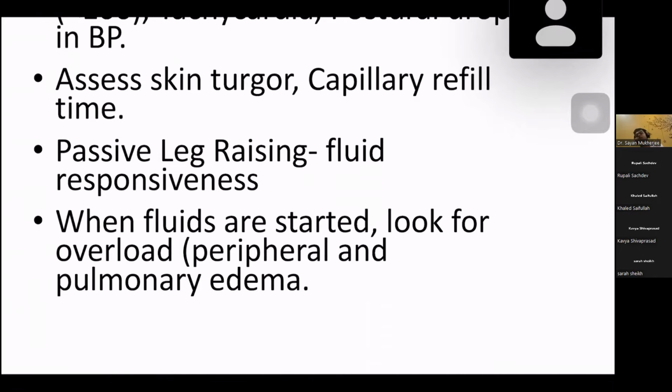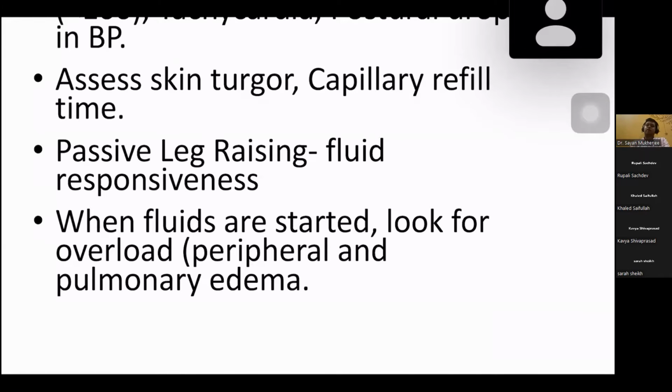So generally what we do is we give a small fluid bolus and see if the hemodynamic parameters of the patient are improving. Let's say his blood pressure was 94 systolic, and we give some fluid, and his blood pressure after 15 to 20 minutes becomes 110. So it's said that the patient has fluid responsiveness. So if the patient is fluid responsive, we can go on with our fluid resuscitation. We can continue giving the fluid.